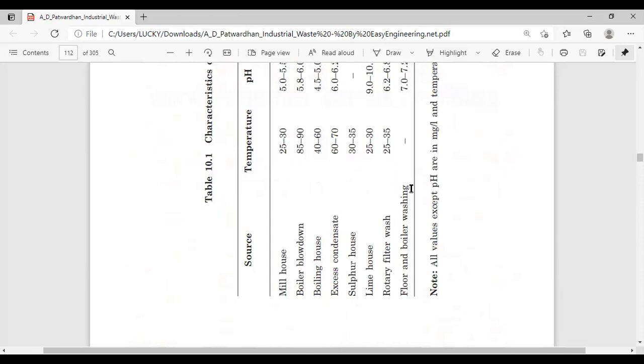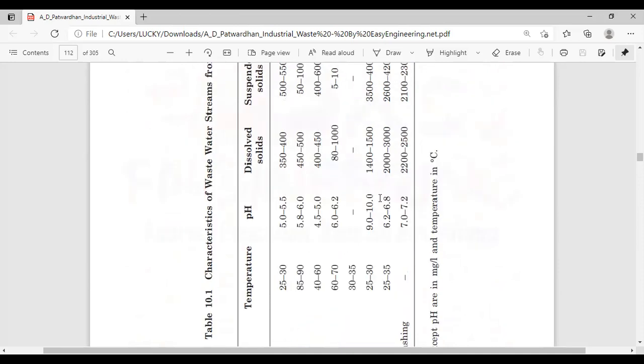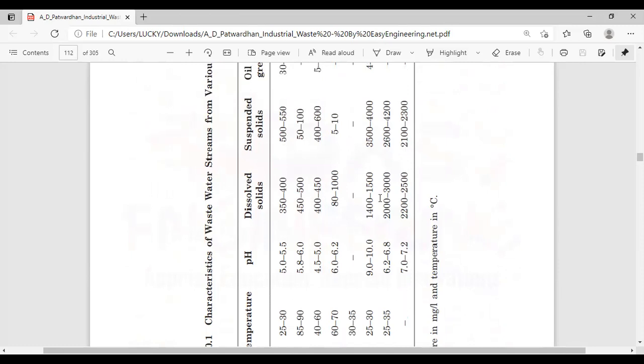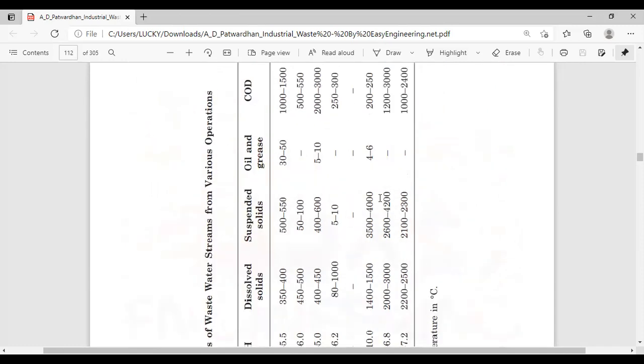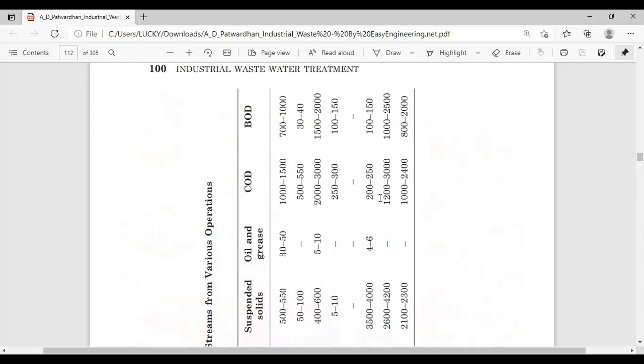Here the lime house. Lime house temperature 25 to 30, pH 9 to 10, dissolved solids 1400 to 1500, and suspended solids 3500 to 4000, oil and grease 4 to 6, COD 220 to 250, BOD 100 to 150.